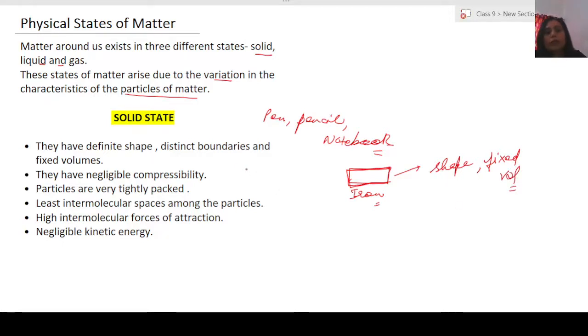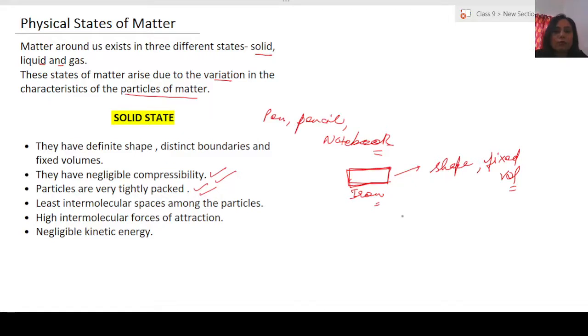Then they have negligible compressibility. That is, if you try to push an iron piece, the iron will not bend itself as such, remember. So they have very little compressibility. You cannot compress them easily. Okay, the particles are very tightly packed.